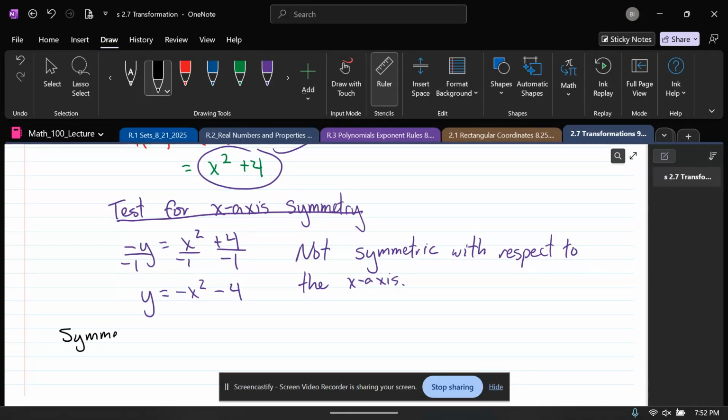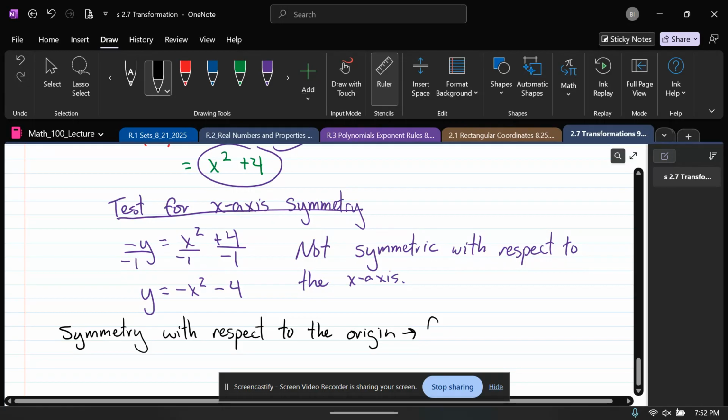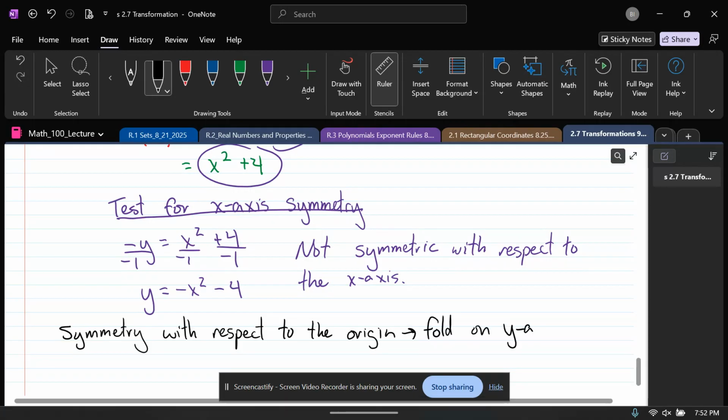Now, here's a neat thing that is also possible. Symmetry with respect to the origin. Fold on y-axis, then x-axis, and it matches up. Algebraically, that's a little harder to do. We're going to learn something else in just a second that makes that a little easier.